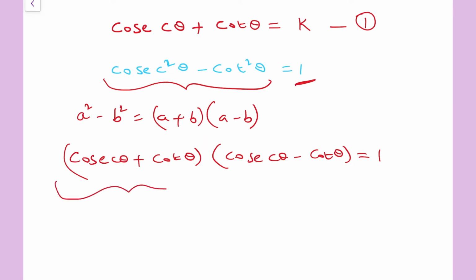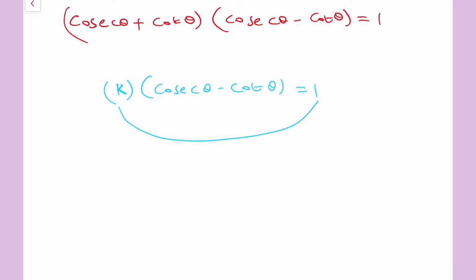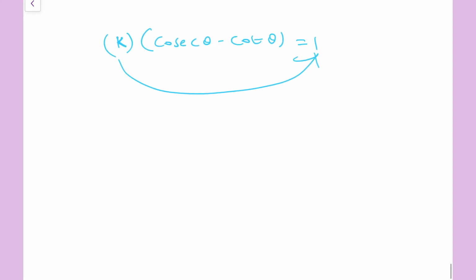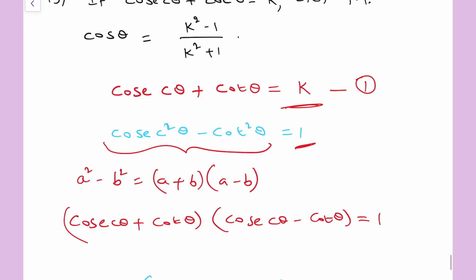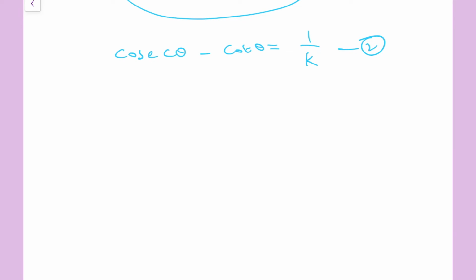The value of cosec theta plus cot theta is given as k in the question itself. So I am substituting k for cosec theta plus cot theta, and the remaining part I write as it is: cosec theta minus cot theta equals 1. Taking k to the right side, since it is multiplication, on the other side it becomes division. Cosec theta minus cot theta equals 1 by k. Let us take this as equation number 2. Equation 1 is cosec theta plus cot theta equals k, and equation 2 is cosec theta minus cot theta equals 1 by k.